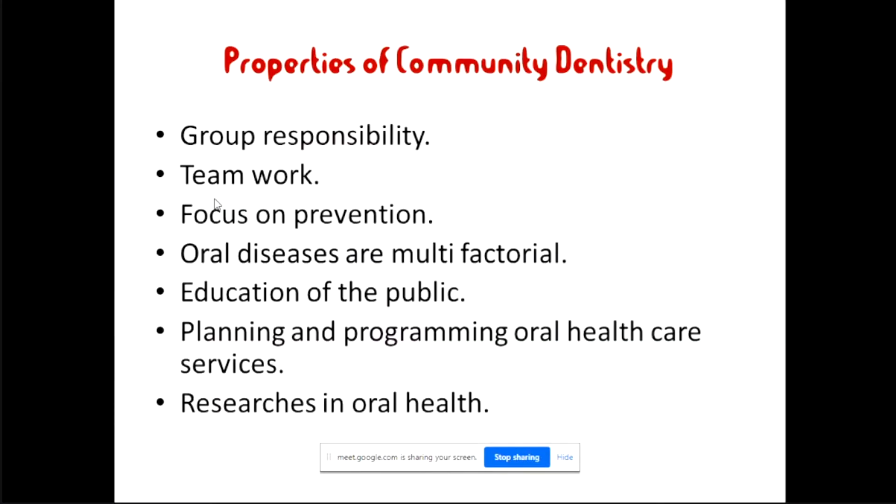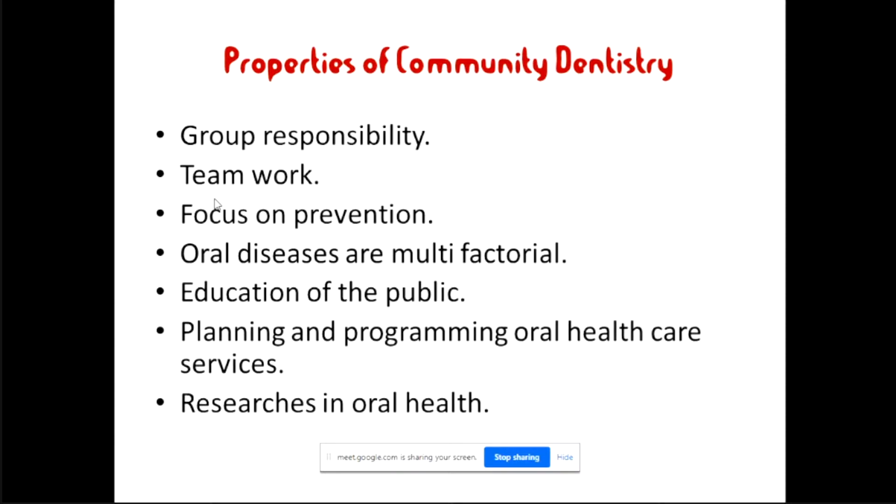So, properties of community dentistry: it is a group responsibility. It can't be achieved by the dentist only. It's supposed to be teamwork between the dentist, or let's say dental professionals, and also the community. It focuses, as I said, on prevention, and oral diseases are multifactorial. This is important. The job of community dentistry is to teach the community that oral disease is multifactorial. They have to understand there is no just one cause for oral disease.